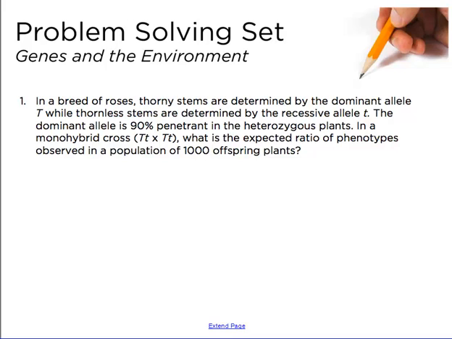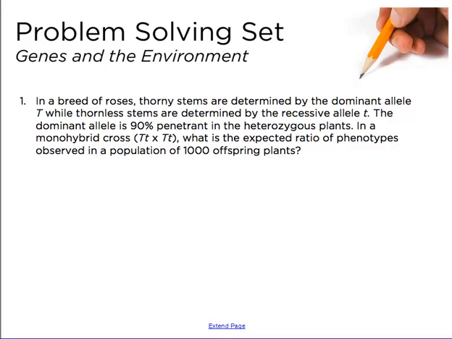Question 1. In a breed of roses, thorny stems are determined by the dominant allele, big T, while thornless stems are determined by the recessive allele, little t. The dominant allele is 90% penetrant in the heterozygous plants. In a monohybrid cross, what is the expected ratio of phenotypes observed in a population of 1,000 offspring plants?